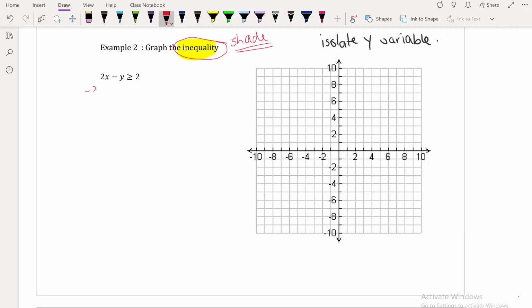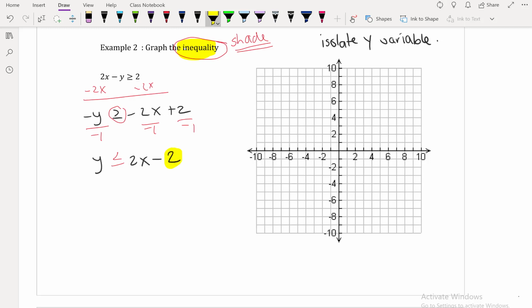So I'm going to subtract 2x from both sides. Now I have negative y greater than or equal to negative 2x plus 2. From here, I'm going to divide by negative 1. And remember, whenever you divide or multiply by a negative, that's going to change the direction of the inequality. So I have a positive y, a positive 2x, and a minus 2, because 2 divided by 1 is 2. And since the inequality changed, it's not going to be greater than or equal to, it's less than or equal to.